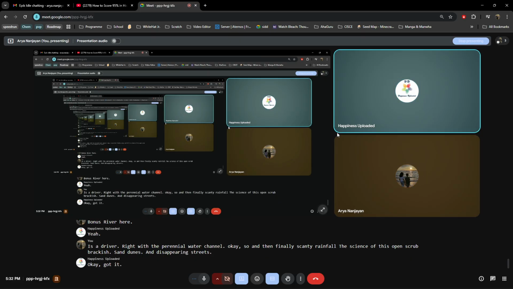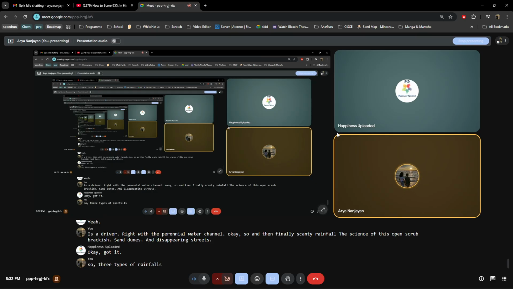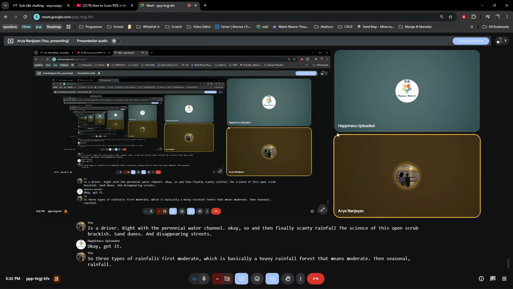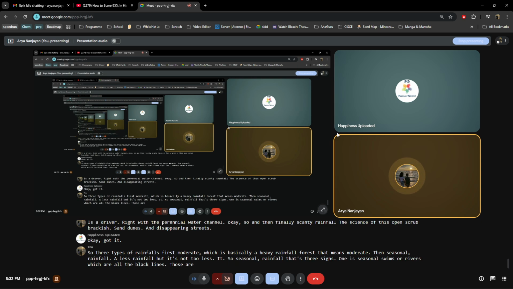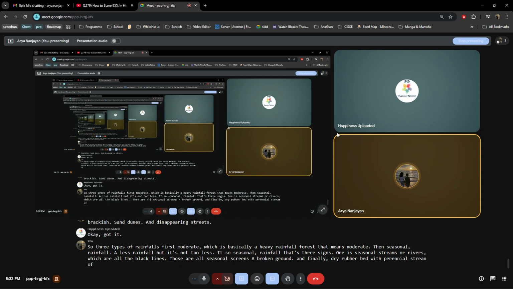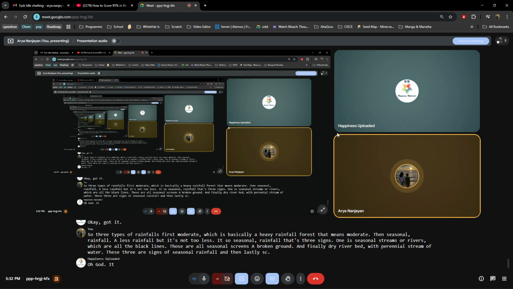Okay, got it. So, three types of rainfalls. First, moderate, which is basically heavy rainfall. Forest, that means moderate. Then, seasonal rainfall, less rainfall, but it's not too less. Seasonal rainfall has three signs. One is seasonal streams or rivers, which are all the black lines. Those are all seasonal streams. Broken ground, and finally, dry riverbed with perennial stream of water. These three are signs of seasonal rainfall. And lastly, scanty rainfall, very less rainfall.